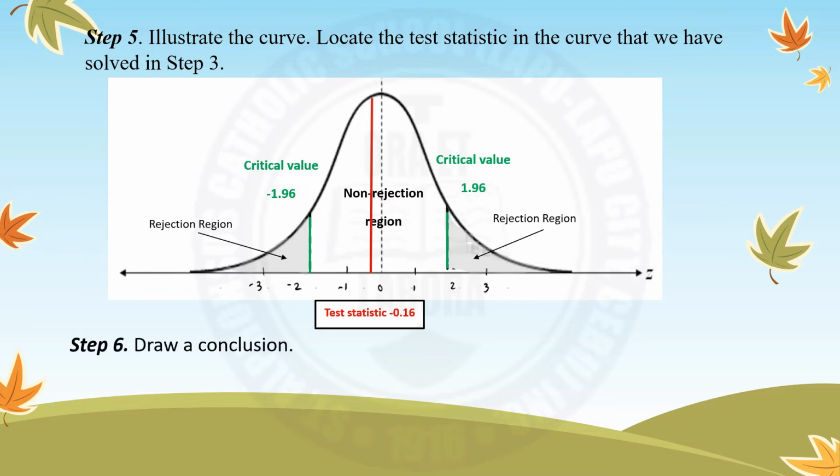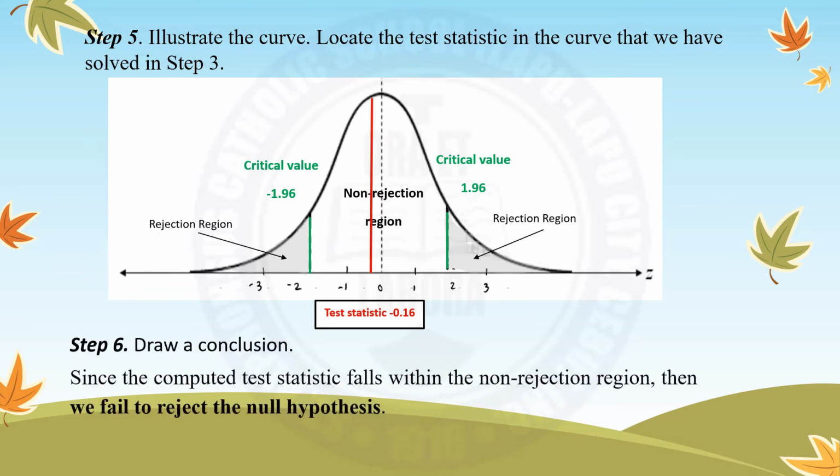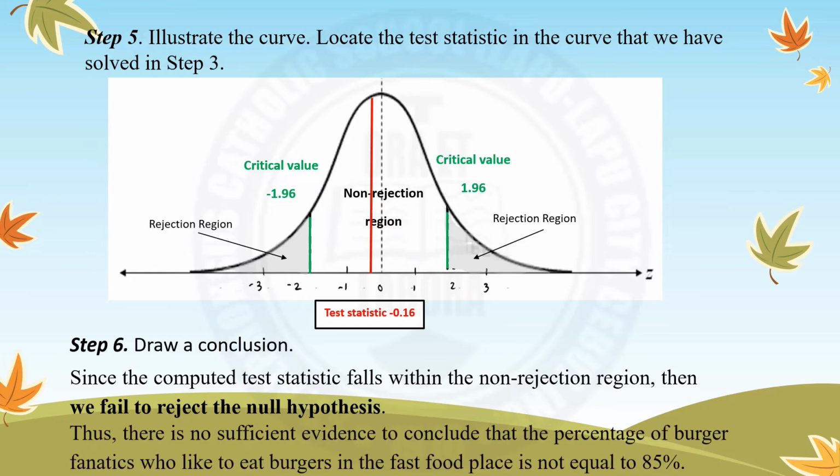For step 6, draw a conclusion. Since the computed test statistic falls within the non-rejection region, then we fail to reject the null hypothesis. Thus, there is no sufficient evidence to conclude that the percentage of burger fanatics who like to eat burgers in the fast food place is not equal to 85%.